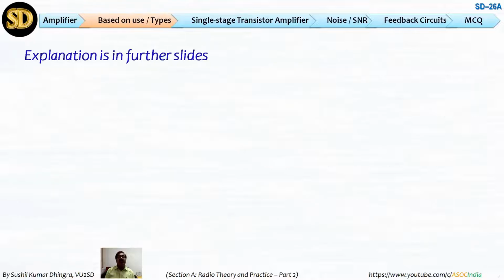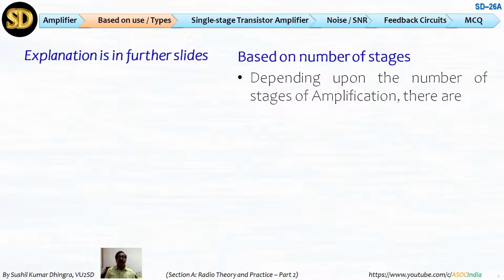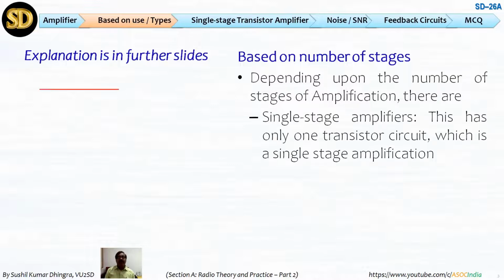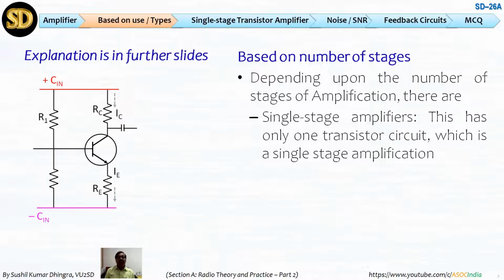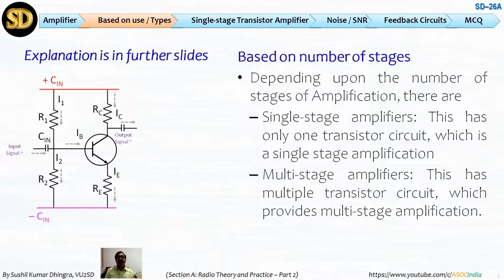Now going on. First, based on the number of stages, an amplifier may be a single stage amplifier, where I am using just one transistor. You can see on your screen the biasing parameters, which I am going to explain a little later, and there is an input also. This is a simple diagram of how a transistor is configured. The input signal comes at the base, is amplified by Q2, and the output is taken from the collector. So this was a single stage amplifier.